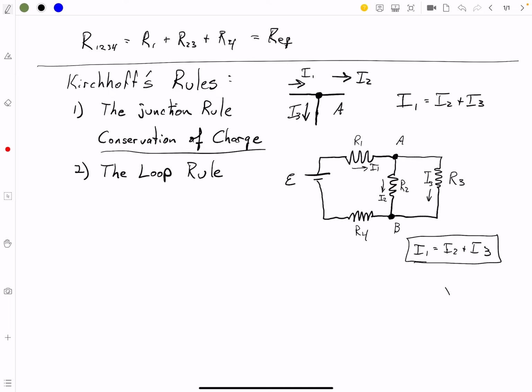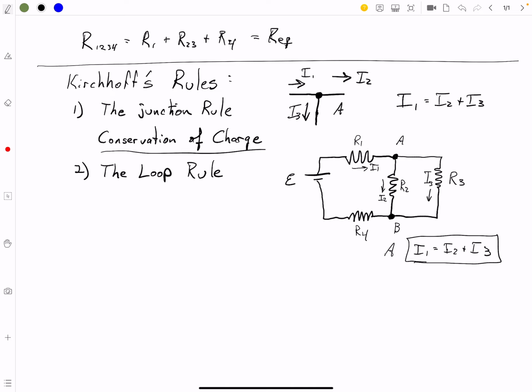Now we can do the same thing for point B. What good is it? It's going to give us the same equation: I2 plus I3 equals I1. So that is a redundant equation, and we don't care. We're not going to do it. I'm not even going to write it down. It's redundant, so we don't care, and we can move on.